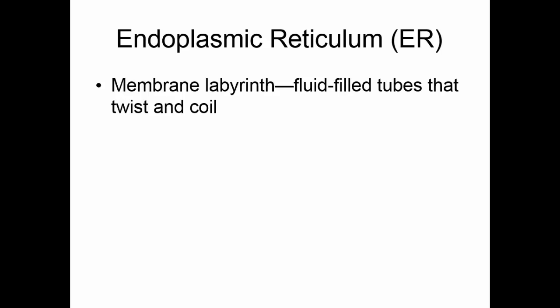The membrane they're attached to is the endoplasmic reticulum, or ER. The endoplasmic reticulum is this membrane labyrinth. It's a series of fluid-filled tubes and sacs that twist and coil throughout the cytoplasm of the cell. This is like the circulatory system of the cell. Material in these tubes can travel from one part of the cell to the other.